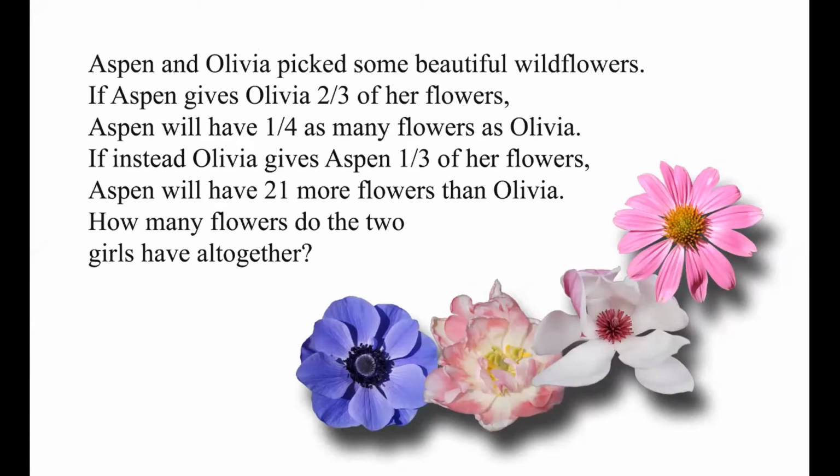Aspen and Olivia picked some beautiful wildflowers. If Aspen gives Olivia 2/3 of her flowers, Aspen will have a quarter as many flowers as Olivia. If instead Olivia gives Aspen 1/3 of her flowers, Aspen will have 21 more flowers than Olivia. How many flowers do the two girls have altogether?